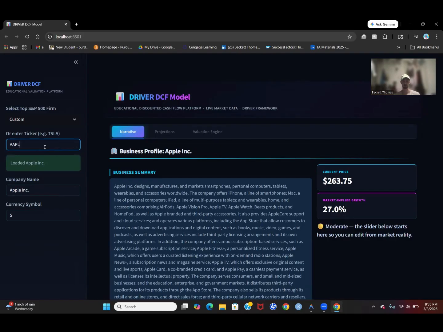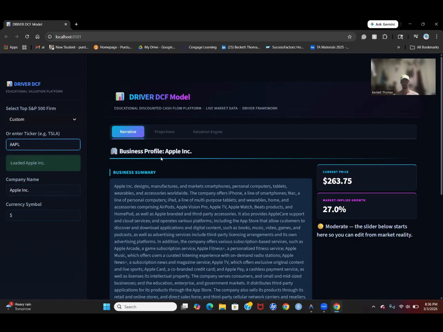I'll type it in the sidebar under the custom ticker that you see on the side. And as you can see, the app is now pulling live financial data from Yahoo Finance. That includes the revenue, operating margins, CapEx, depreciation and amortization, tax rate, cost of debt, all directly from Apple's actual 10-K filings weighted over the last 3 years.